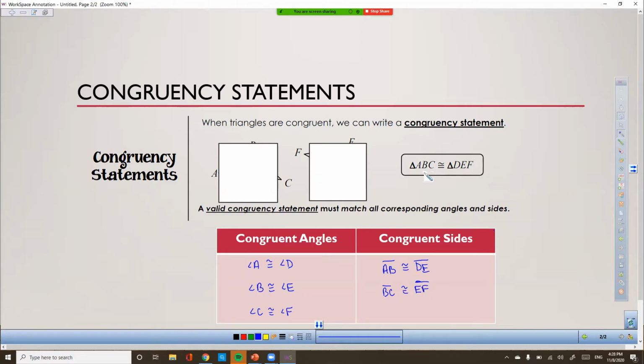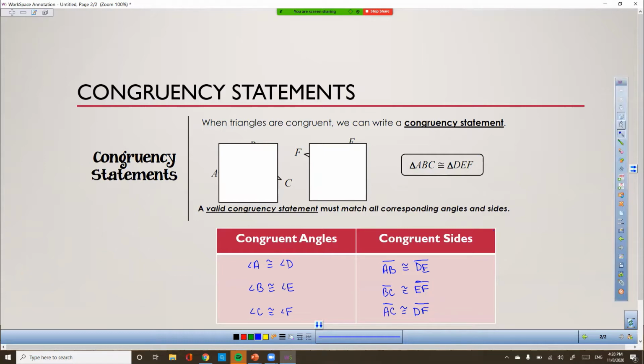And lastly here, the last side is going to be the first letter and the last letter, side AC is going to be congruent to the first letter and the last letter, DF, side DF. So even along with the congruency statement alone, I can already see what my congruent angles are going to be and what my congruent sides are going to be.